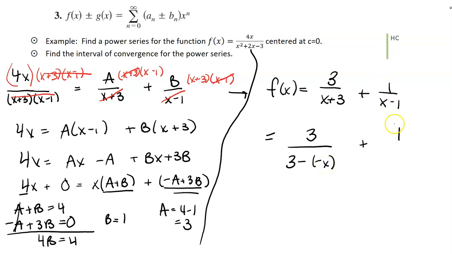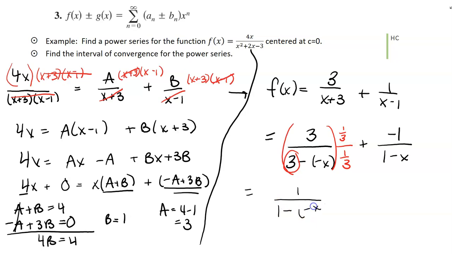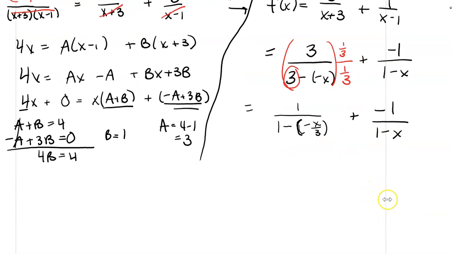And with this one, I'm going to multiply the top and the bottom by a negative 1 so that I can have 1 minus x in the denominator. Okay? So this one's pretty much done on the right. This one right here we need to do a little work in because I need a 1 here. So I'm going to multiply by 1/3 on the top and the bottom. And I will get 1 over 1 minus negative x over 3. And then here I've got the negative 1 over 1 minus x. So these are both in the format that I want them to be.